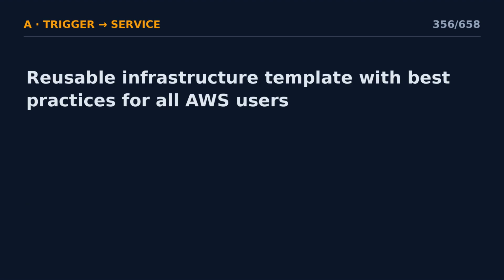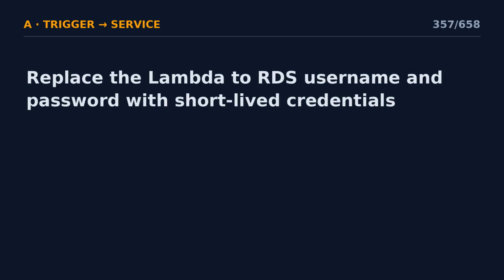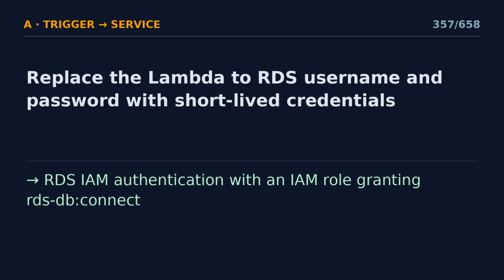Reusable infrastructure template with best practices for all AWS users. Answer: AWS CloudFormation as infrastructure as code. Replace the Lambda to RDS username and password with short-lived credentials. Answer: RDS IAM authentication with an IAM role granting rds-db:connect.